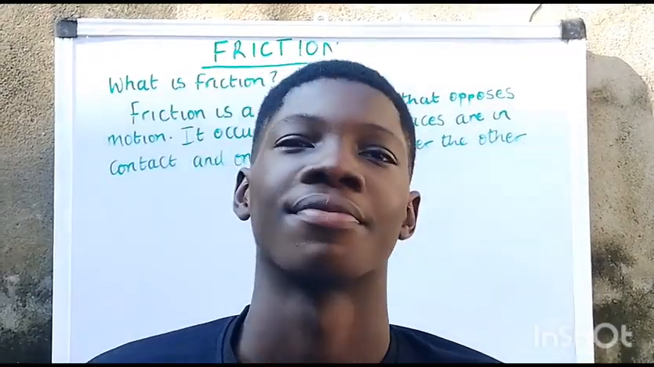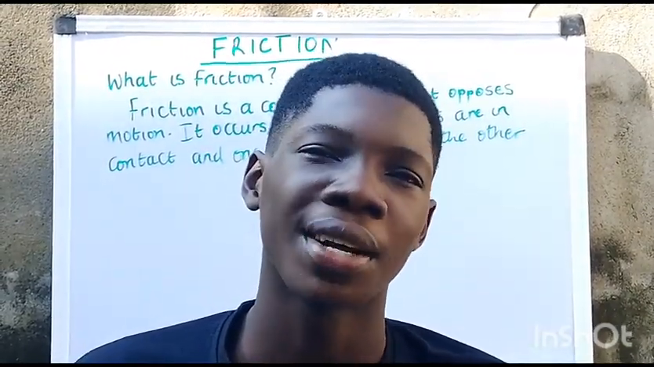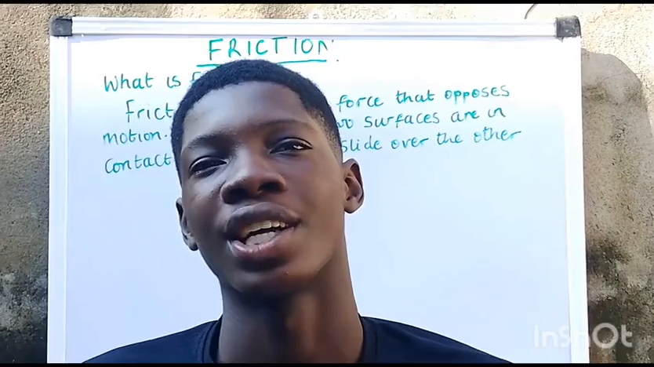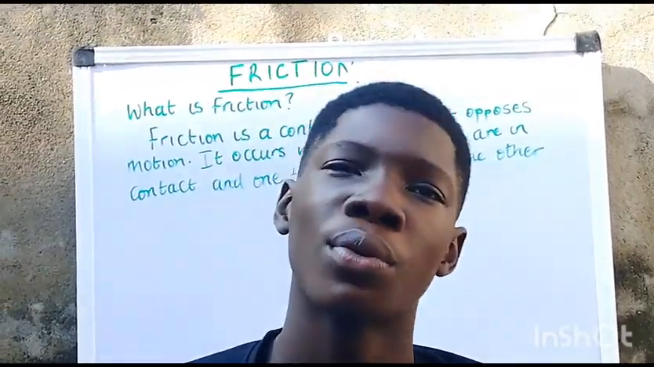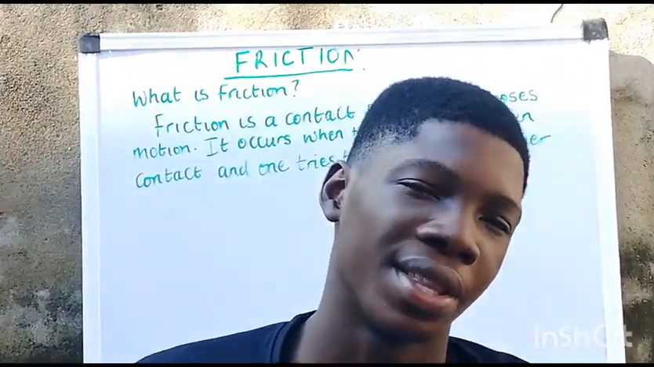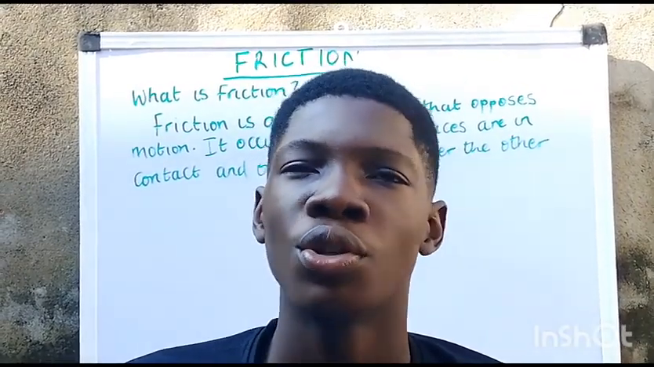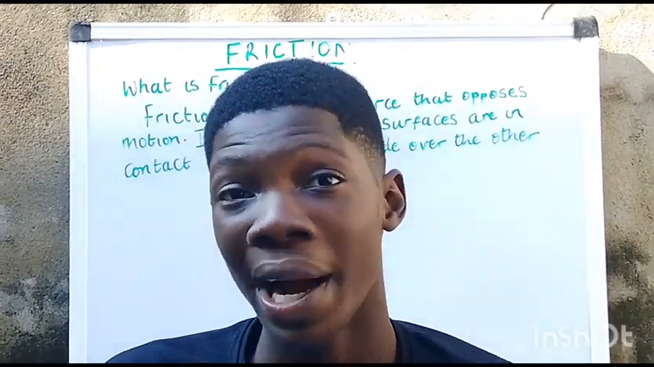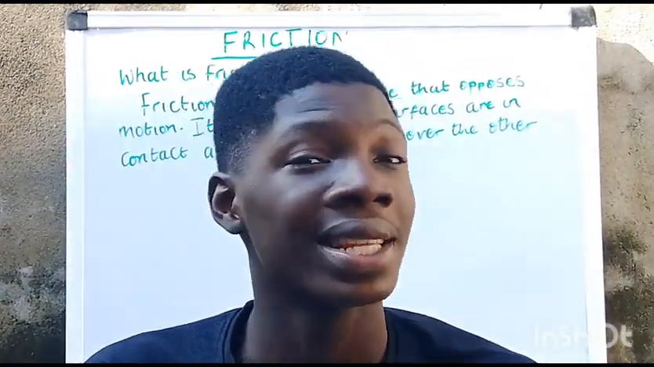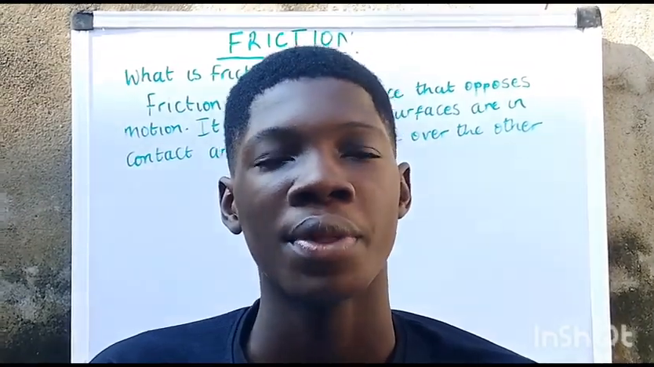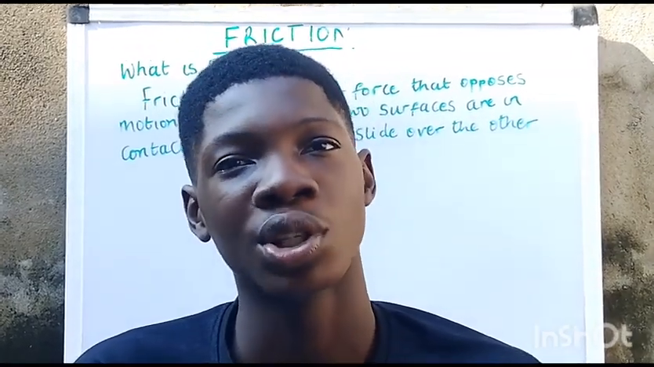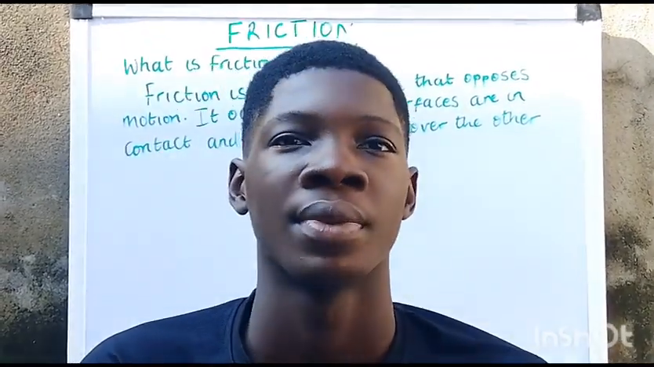So what is friction? Friction is a contact force that opposes motion. It occurs when two surfaces are in contact with each other and one tries to slide over the other. No matter how smooth a surface may seem, on a microscopic level, it's actually rough. There are ridges and bumps that create resistance when something tries to move across it.